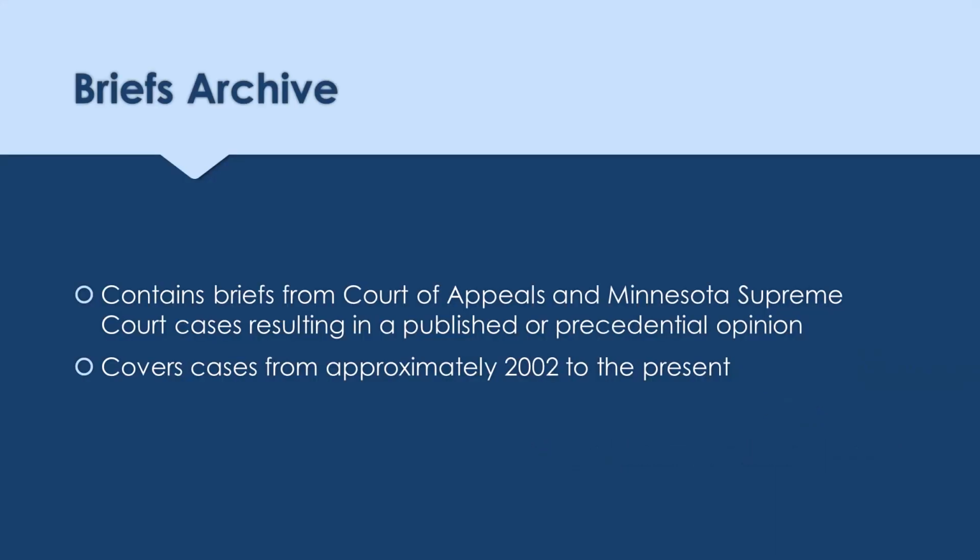The easiest way to find sample briefs is using the Minnesota State Law Library's Briefs Archive. The Briefs Archive contains appellate briefs that were filed in Minnesota Supreme Court and Minnesota Court of Appeals cases since 2002. Generally, the briefs come from cases where there was a published or precedential opinion. For more information on what these terms mean, see our video on finding case law.